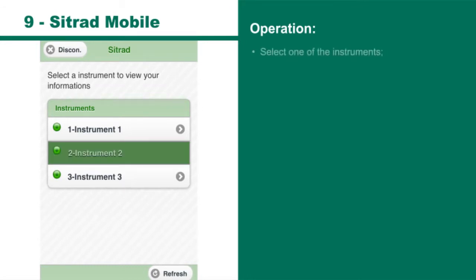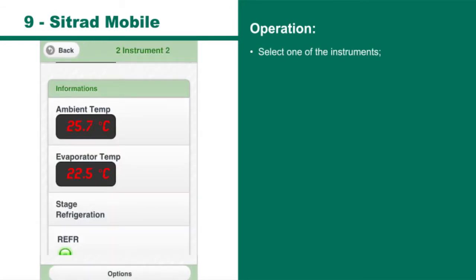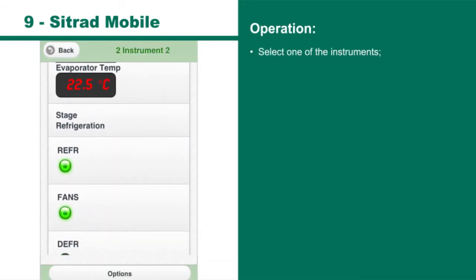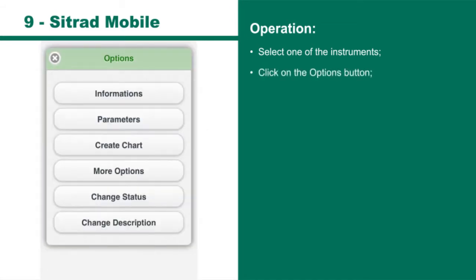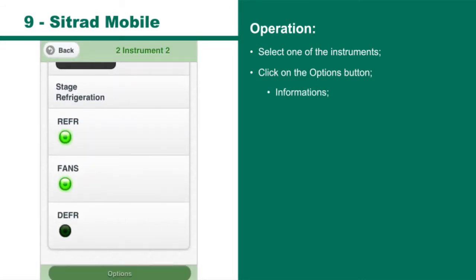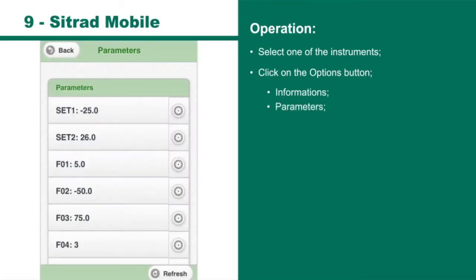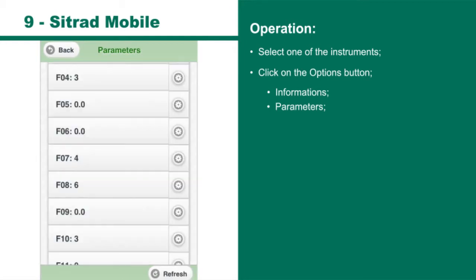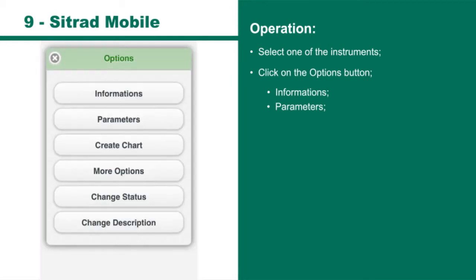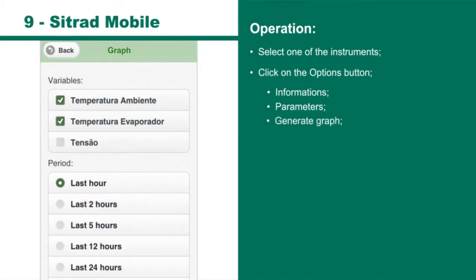Operation. Select one of the instruments. The information panel will open with the main items. On the lower part of the screen, we have the Options button. By clicking, you will have access to the information panel, where we were previously, the parameter list. Simply select the gear on the right side of the parameter to open the page and change the parameter. After changing the value, click OK to return to the list. Returning to Options, we still have options to generate graph.